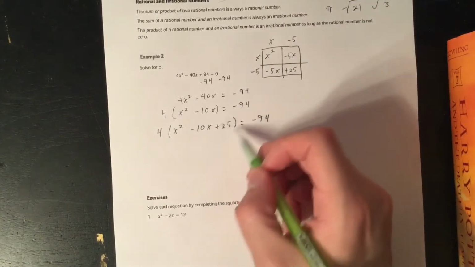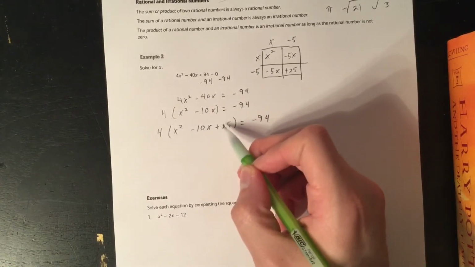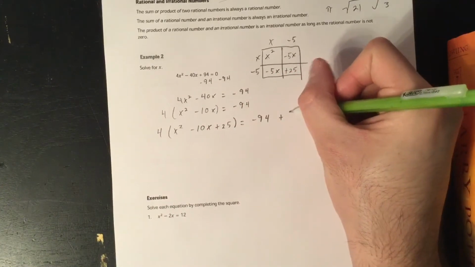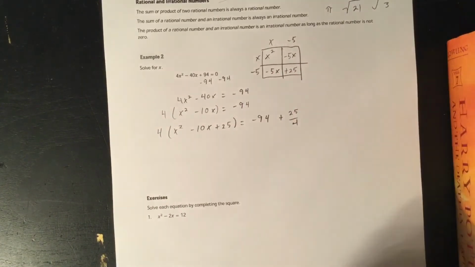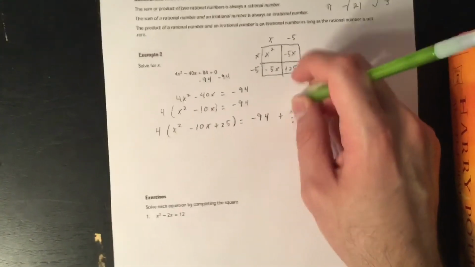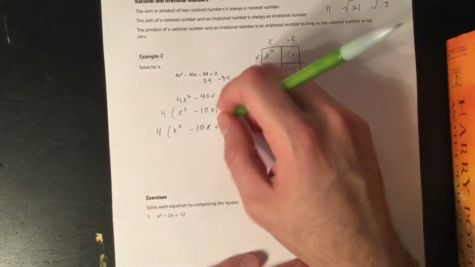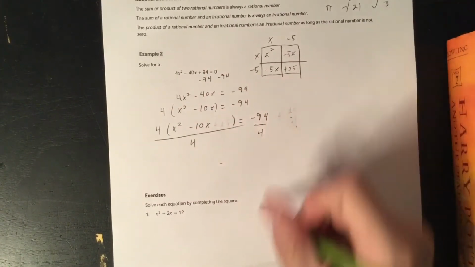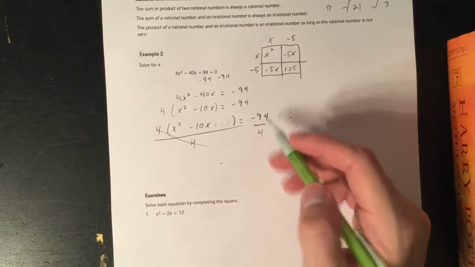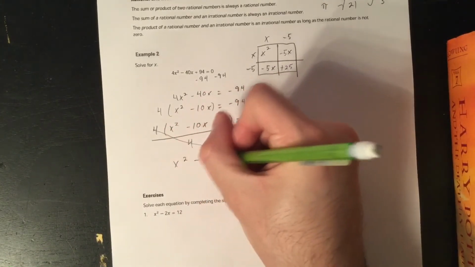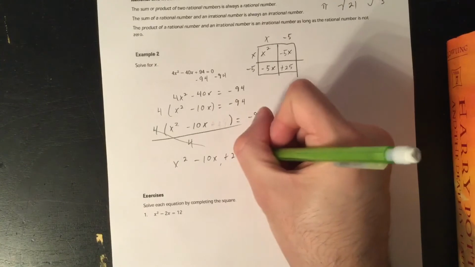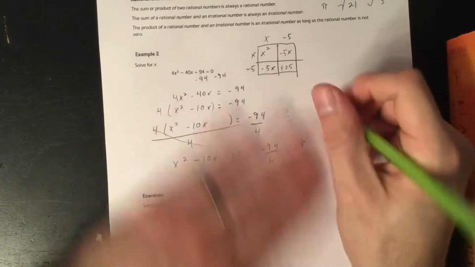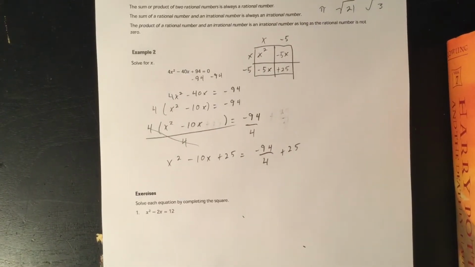At this point, we still have to remember that this needs to be added to the other side, but we have to do it over 4, so it's going to be plus 25 over 4. The better option, though, before we even get to adding 25, is to divide by 4. That way we get rid of this, and we're left with x squared minus 10x plus 25 equals negative 94 over 4 plus 25. That way we can work with that.